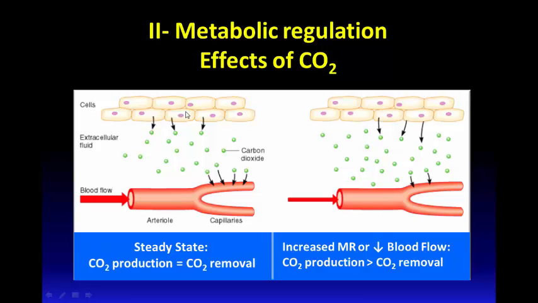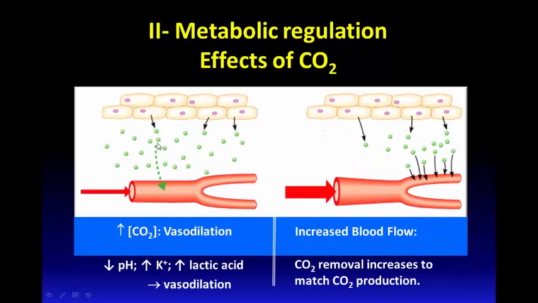Now, let's describe the effects of carbon dioxide in the metabolic regulation of tissue blood flow. In the resting condition, in the steady state, the rate of carbon dioxide production by a tissue is equivalent to the rate of carbon dioxide removal by the venous blood. However, when the metabolic rate is increased or blood flow decreases, the rate of carbon dioxide production by the tissue exceeds the rate of carbon dioxide removal, resulting in the accumulation of carbon dioxide in the interstitial fluid.